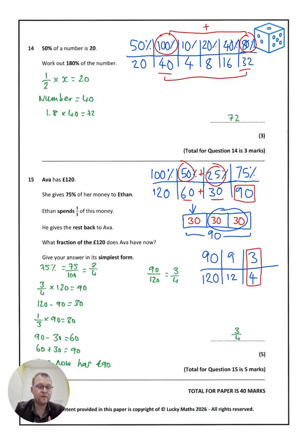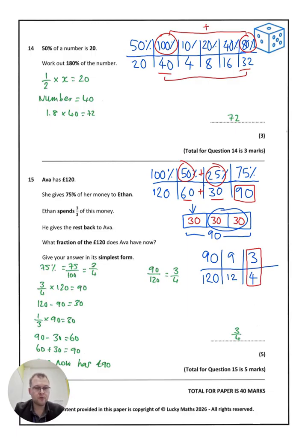Even percentages, if 50% of a number is 20, we should be able to work out that 100% of that number is 40. If we want 180%, I've worked out 10% is 4. Doubled that, 20% is 8, 40% is 16, and 80% will be 32. So I've underlined the two numbers I need to add together and combine. 40 and 32 is 72.